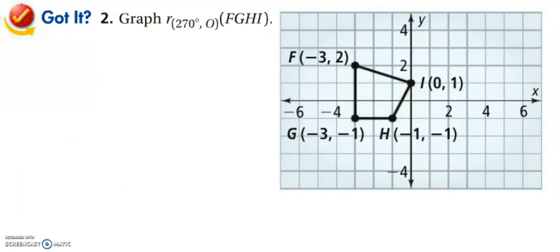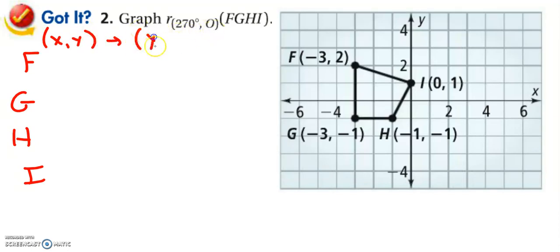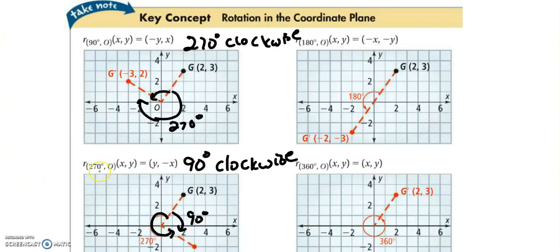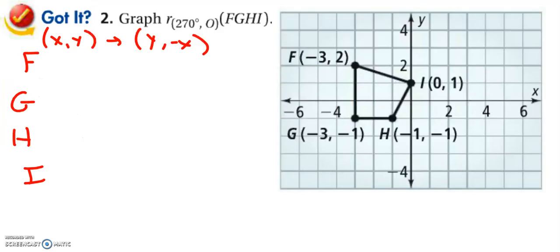So let's do an example here. We're rotating FGHI 270 degrees counterclockwise. FGHI is our (x, y) points, and we're going to rotate them 270 degrees, which is (y, negative x). I'm pretty sure, but let me double check. 270 degrees: (y, negative x).